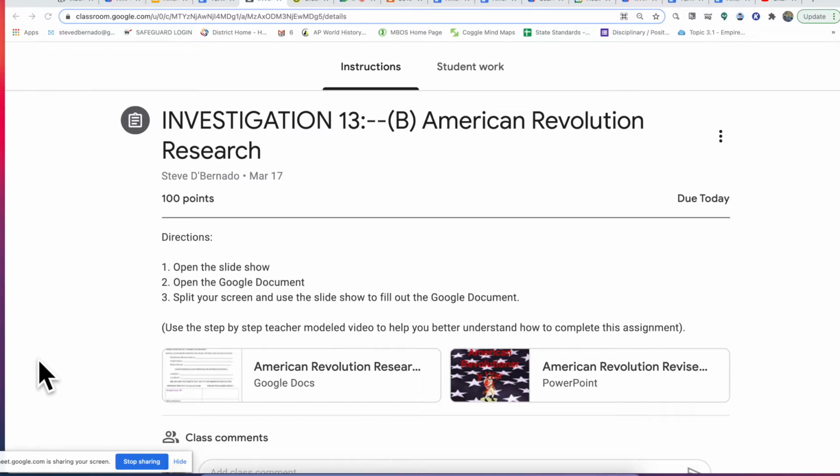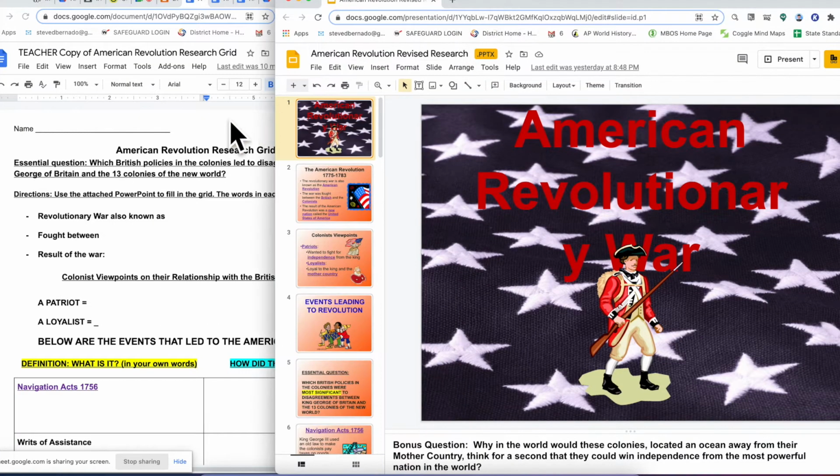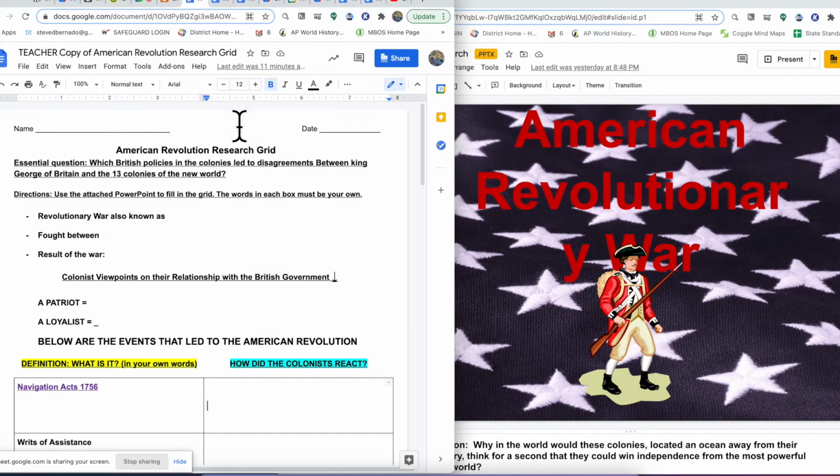So what exactly happened? We're going to do this research. What I want everybody to do is open the American Revolution research Google document and split your screen. On the left-hand side of the screen is my Google document. In the center of the screen is the slideshow. On the right side of your screen is your Google document.